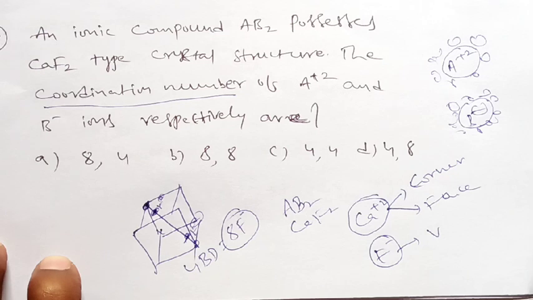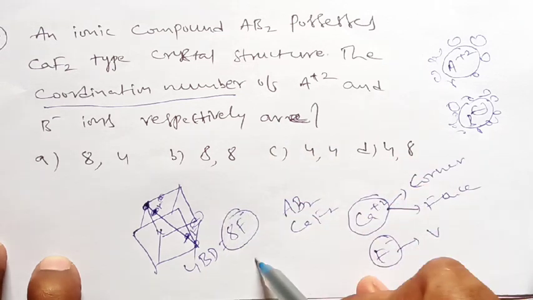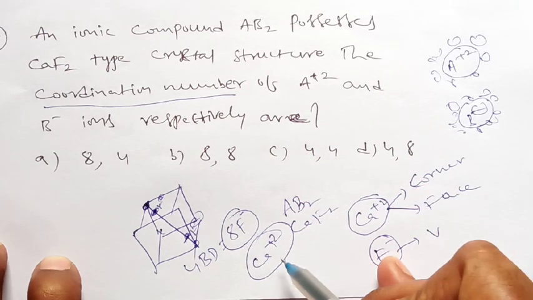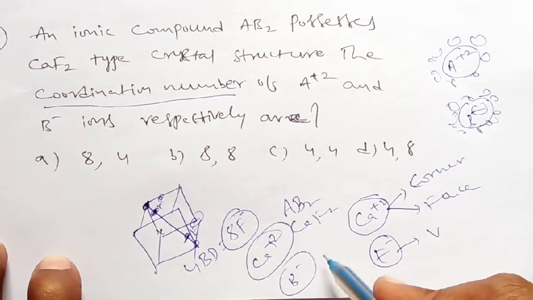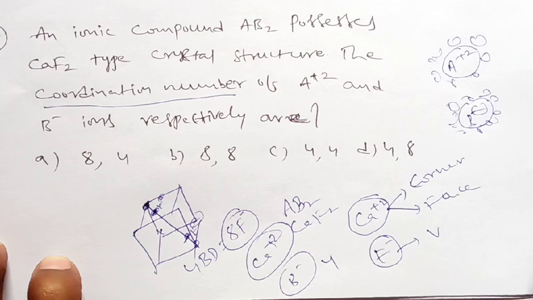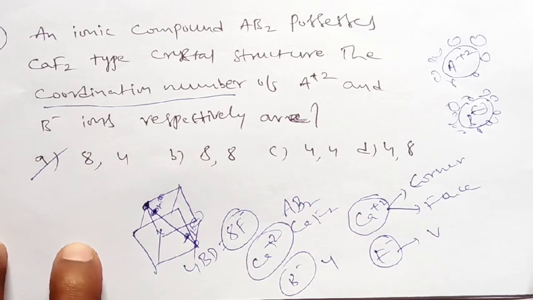So A plus 2, that means here Ca plus 2 is surrounded by 8F minus, and B minus, that means F minus, is surrounded by 4 Ca plus 2. That means 8 comma 4. Is it clear? So in CaF2 or AB2 type structures, each cation is surrounded by 8 fluorine. Is it clear? Why is it 8 fluorine?